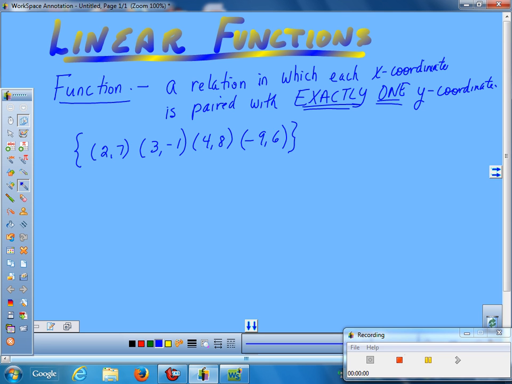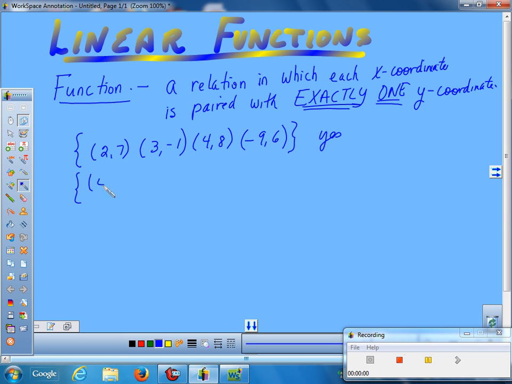2 is paired with 7. Do you ever see an x-coordinate of 2 paired with something else? Nope. Okay, 3 is paired with -1. Do you ever see 3 as an x-coordinate anywhere else? Nope. So that's good. 4 is paired with 8. I don't see it paired somewhere else, or -9. So yeah, that's a function. Nice and simple.